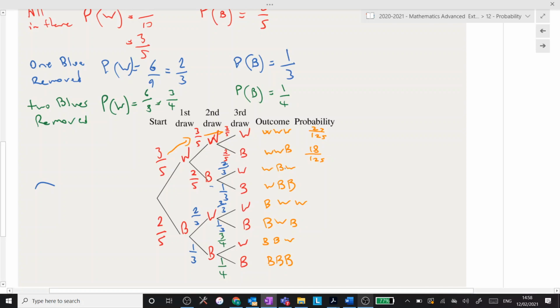So I'm now down on this WBW, which means I go up, down, up. So it's 3 over 5 times 2 over 5, which is 6 over 25, which gives us 12 over 75, which can be simplified down to 4 over 25. Then the WBB, we've got, once again, it's out of 75, but this time it's 6 out of 75, which can simplify down to 2 out of 25. That's right, you guys are awesome.